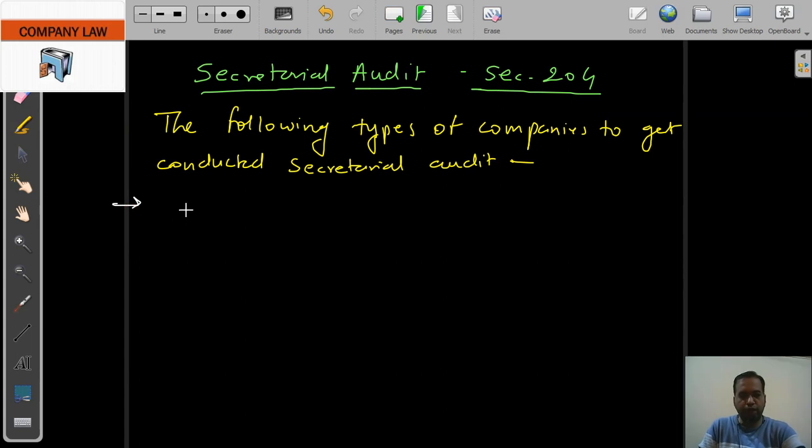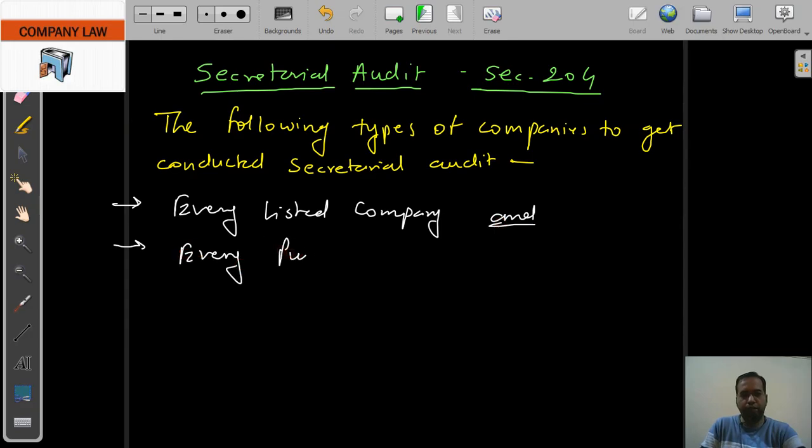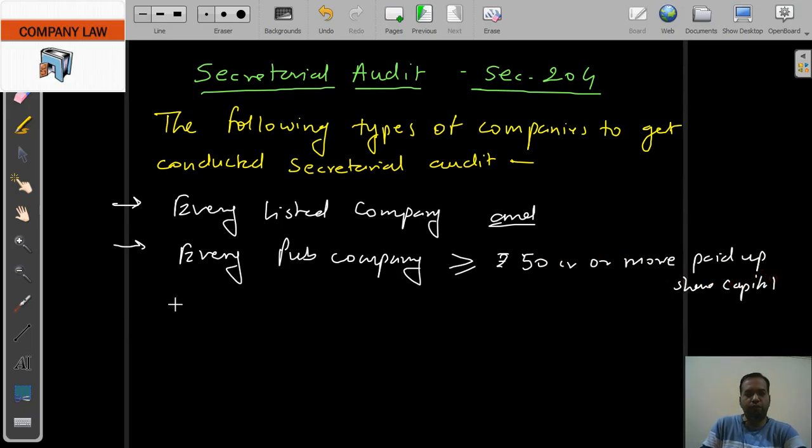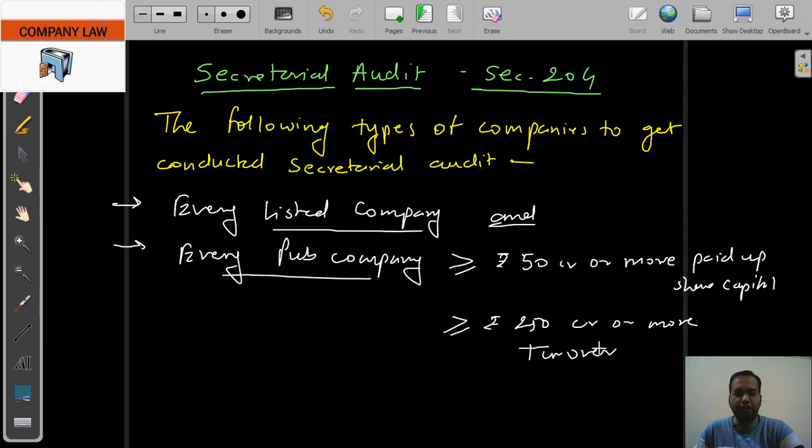First of all, every listed company has to conduct the secretarial audit, and every public company having rupees 50 crore or more paid up share capital, or rupees 250 crore or more turnover. Okay, so for these specified companies the secretarial audit has to be conducted.